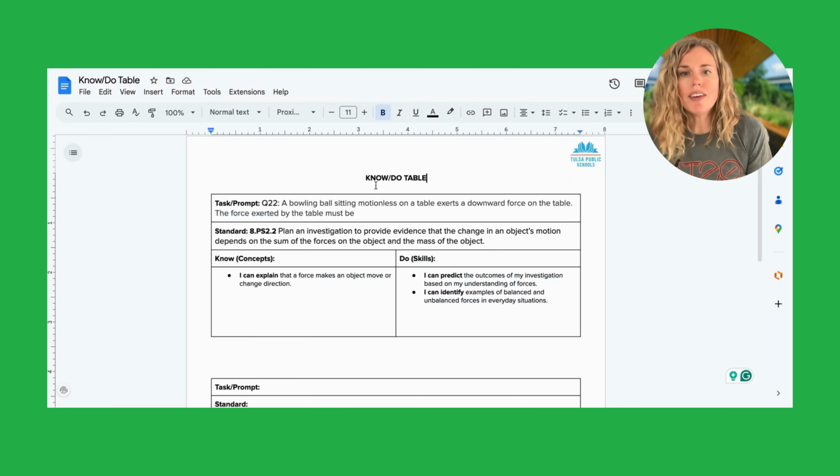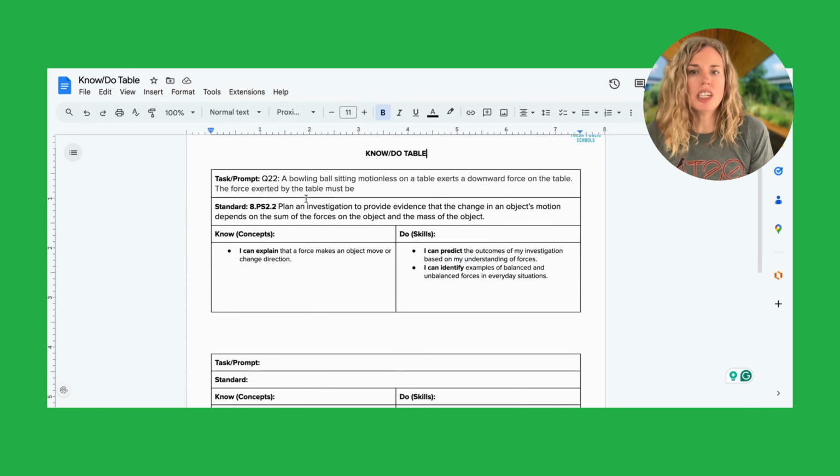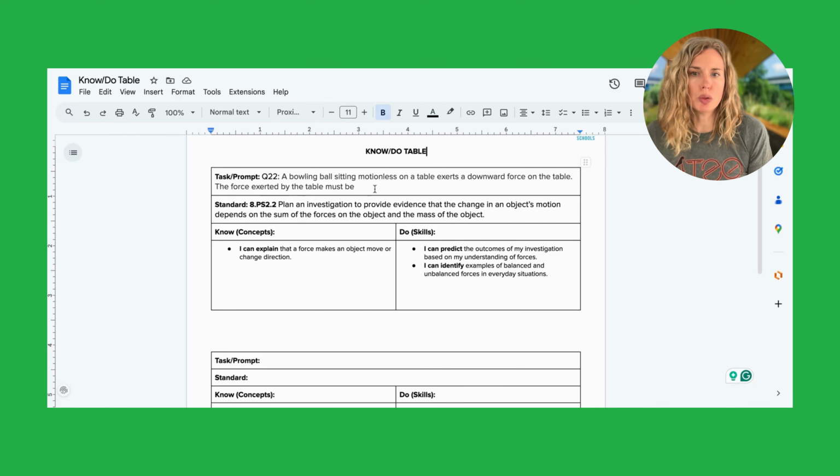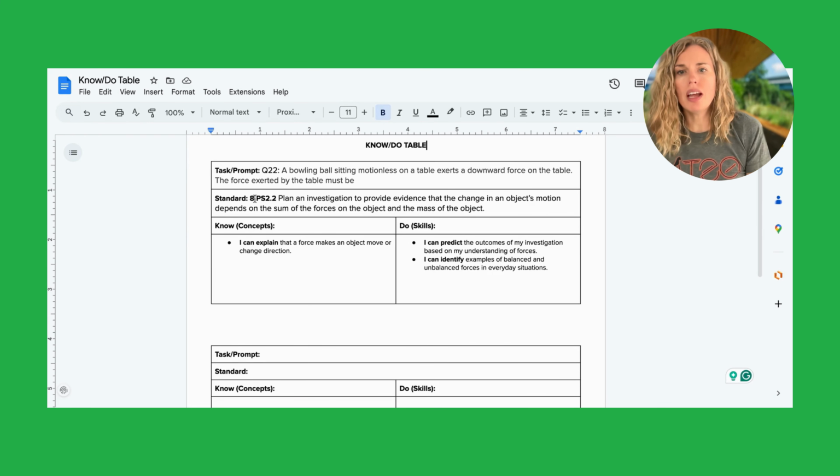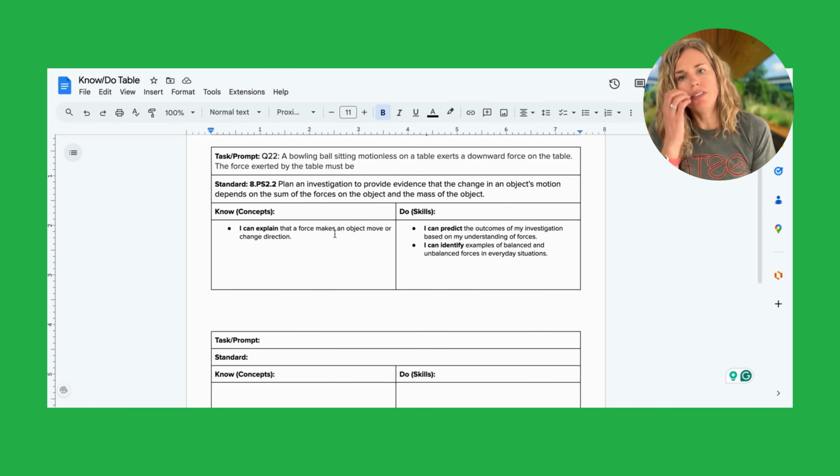So over here, we have our no-do table. And what I've done is I've just taken question number 22, which was the high miss question. I've copied this from the assessment and pasted it here. I've gone ahead and copied the standard code as well as the performance expectation into the box here. And then I've done my no-do table below.